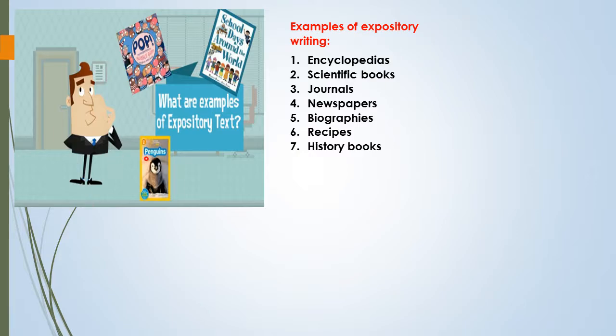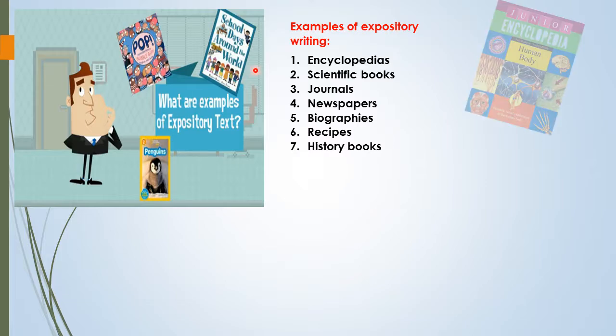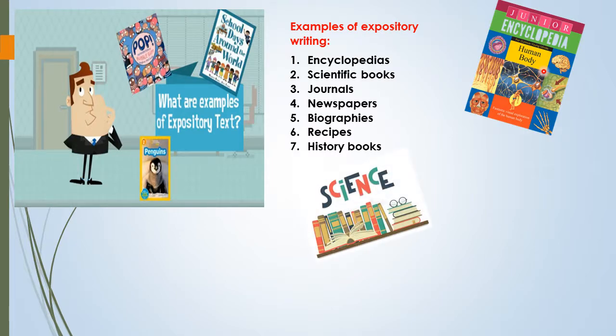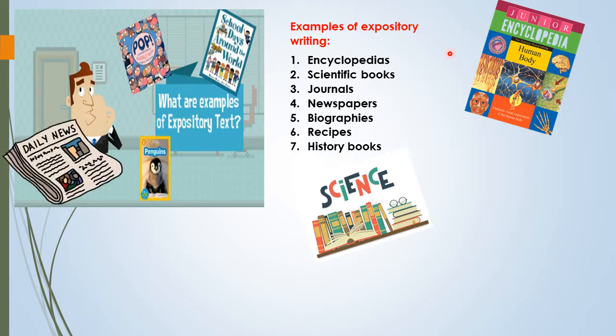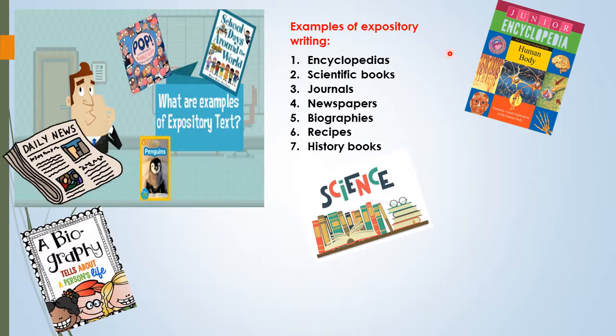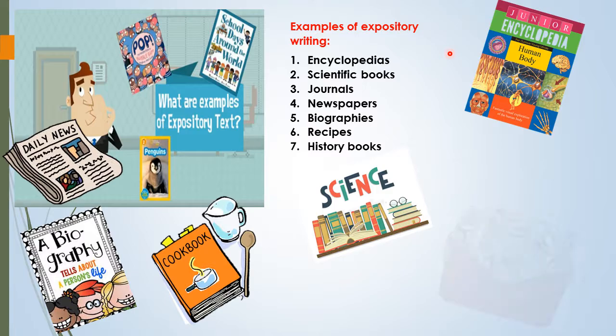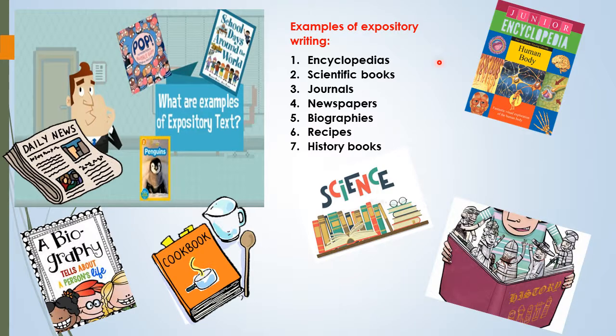What are examples of expository text? Some examples of expository writing are encyclopedias. This is an encyclopedia about the human body. Scientific books like science or chemistry books. Journals. It could be a diary journal. Newspapers. Biographies, which tell about a person's life. So the biography tells about a person's life. Recipes or a cookbook, and history books. So these are examples of expository writing.